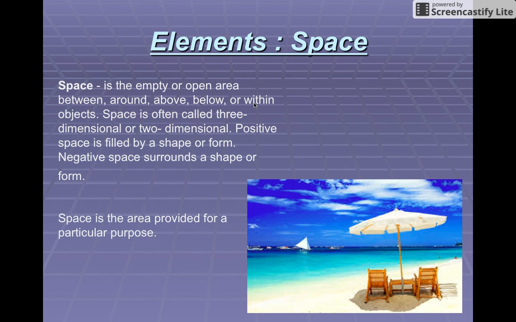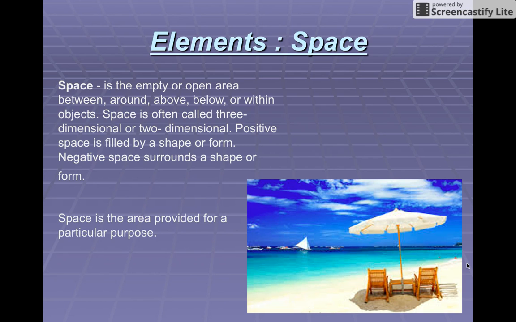Next is space. Space is the empty or open area between, around, above, below, or within objects. So basically anywhere around an object. What is that empty or open space? There is positive or negative space, and you have to know the difference between them and what they each are. So positive space is filled by a shape. So when you are looking at this picture of the beach, the first thing your eyes should see are the chairs and umbrella. That means that is your focus of that image, and that is your positive space.